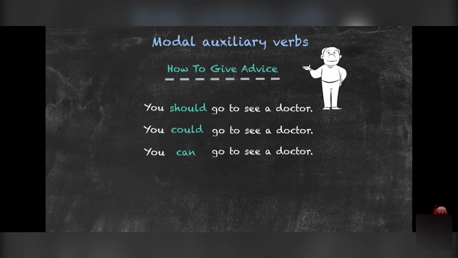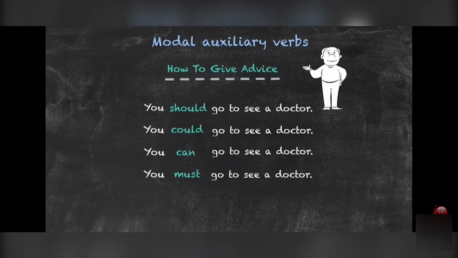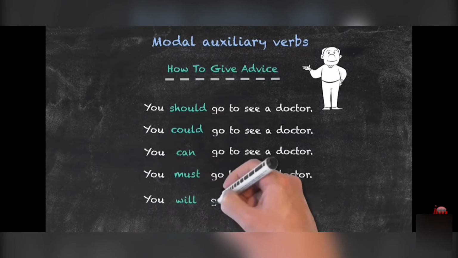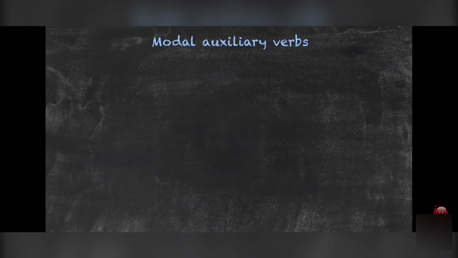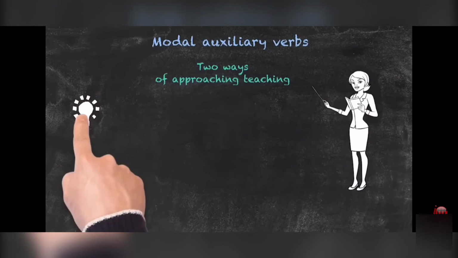The strongest of all, perhaps when parents are disciplining children or for giving orders, for example, is "you will go to see the doctor with that." There are two main ways of approaching teaching modal auxiliary verbs. One is by selecting one modal auxiliary and one usage and focusing on that in that particular context.